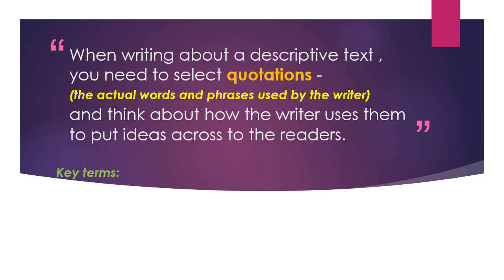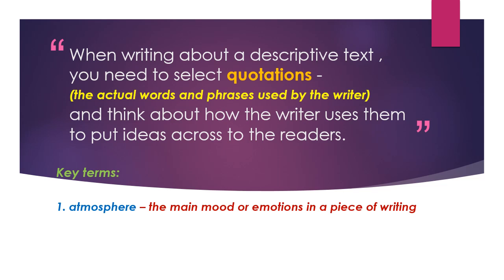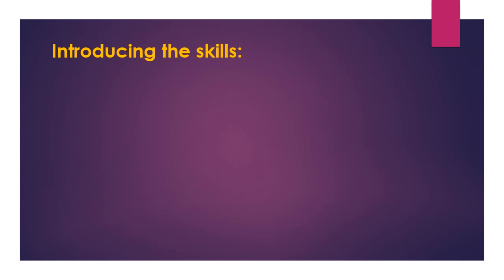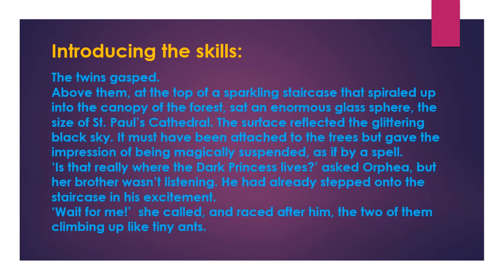Before we go through, we have to understand these two key terms. First, atmosphere: the main mood or emotions in a piece of writing. Second, contaminated: poisoned or polluted. Let's try to read and understand this very short selection. Are you ready? Let's begin.